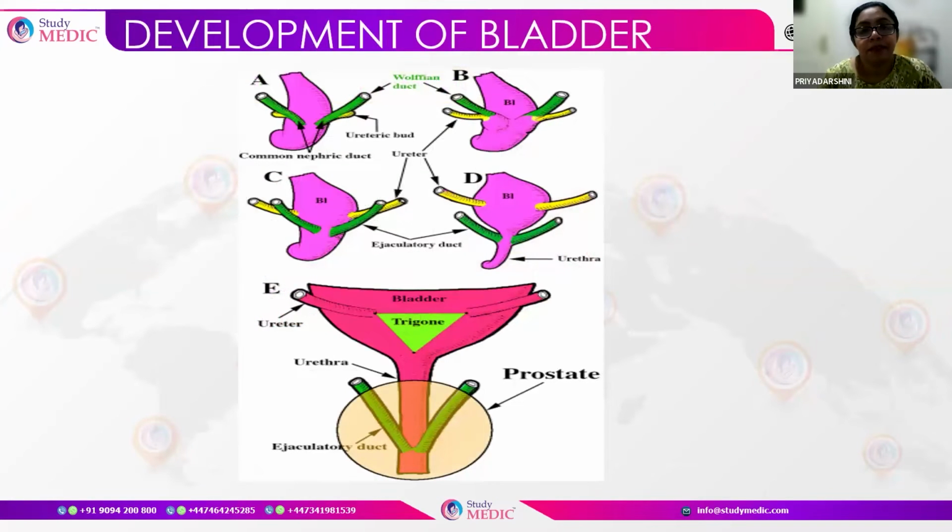And coming to the development of the bladder, as we just saw, the majority of the bladder forms from the urogenital sinus, and we have three major openings in the bladder: two for the entry of the ureter and one for the exit of the urethra. Between the entry of the ureter and the exit of the urethra, we have the trigone of the bladder. Remember, the ureter is going to be formed from the mesonephros.